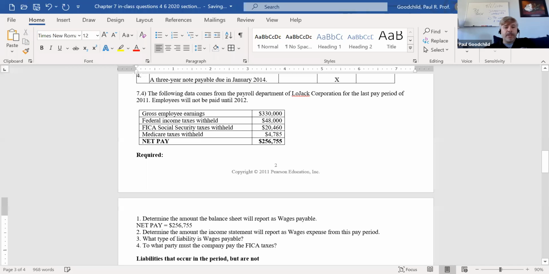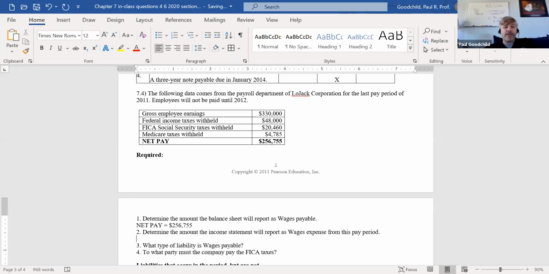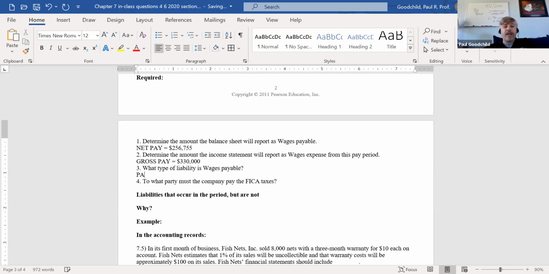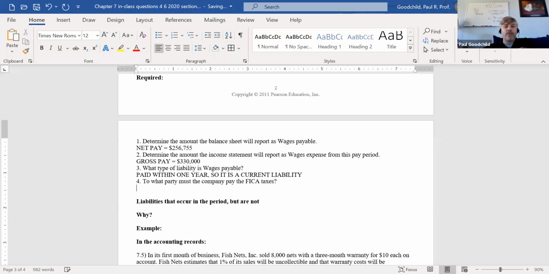Part 2, determine the amount the income statement will report as wage expense from this pay period. This is the gross pay, and so that's $330,000. What type of liability is wages payable? It's going to be paid within 1 year, so it is a current liability. And to what party must the company pay FICA taxes? That would be the US government, usually the Treasury, but it is paid to a bank and the bank forwards it to the Treasury.